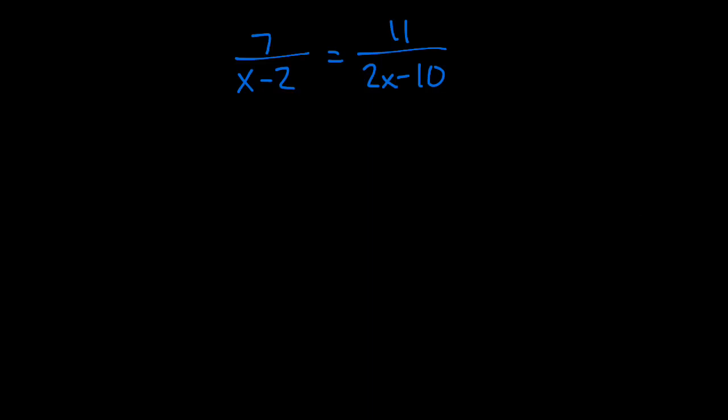Either way, this is basically just a proportion, and you would have spent time solving proportions in Algebra 1 and geometry. So if you remember your trick for solving proportions, we cross-multiply. Cross-multiplying is really no different than just multiplying both sides by each denominator. But we cross-multiply, and so 7 times 2x minus 10 would get us 14x minus 70. 11 times x minus 2 would get us 11x minus 22.